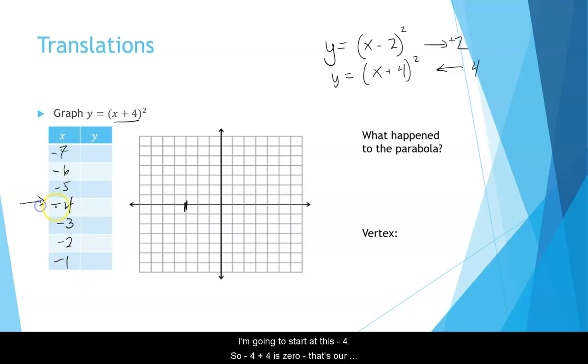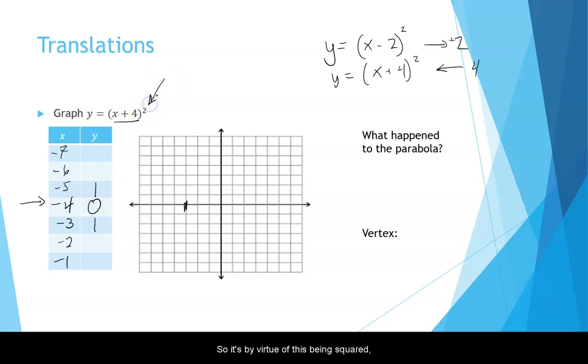And I'm going to start at this negative 4. So negative 4 plus 4 is 0. That's our key right here. 0 squared is 0. If we go to either side of it, plug in either negative 5 or negative 3, we're going to get the same y value. Negative 5 plus 4 is negative 1. Negative 1 squared is 1. Negative 3 plus 4 is positive 1. Positive 1 squared is 1.